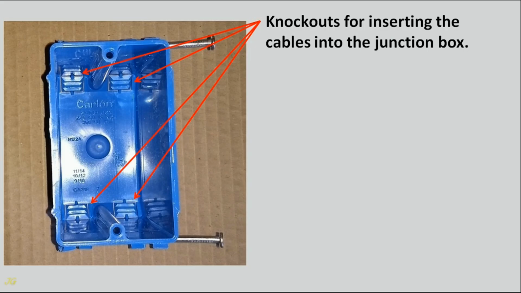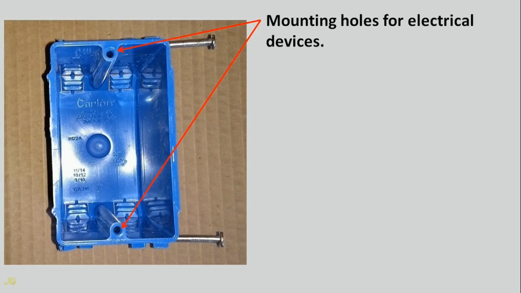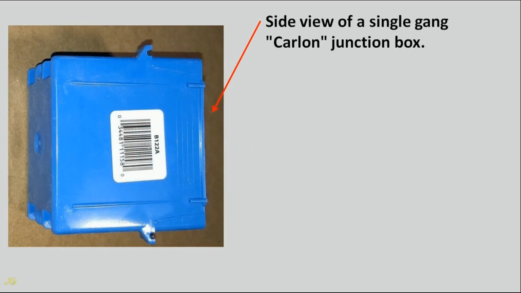Knockouts for inserting the cables into the junction box. Nails for mounting the junction box to the wooden studs. Mounting holes for electrical devices. Side view of a single gang Carlon junction box.